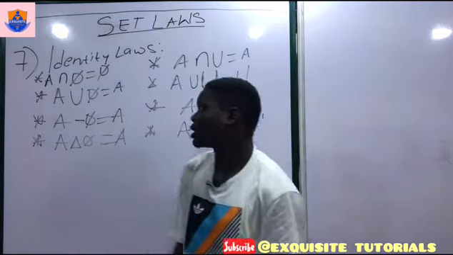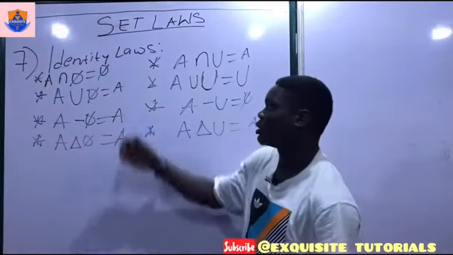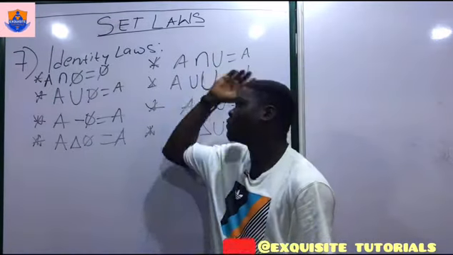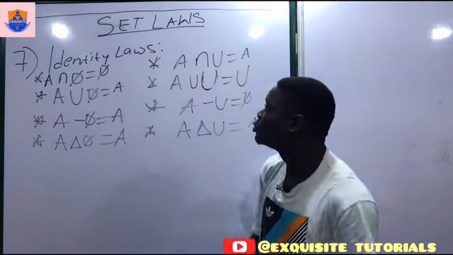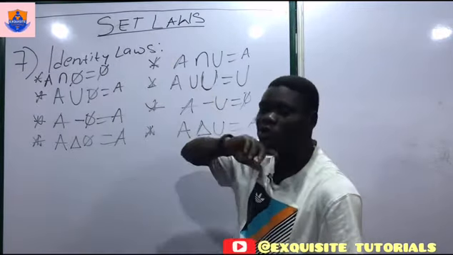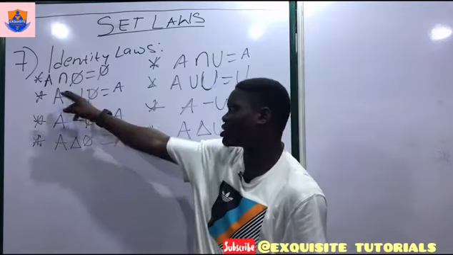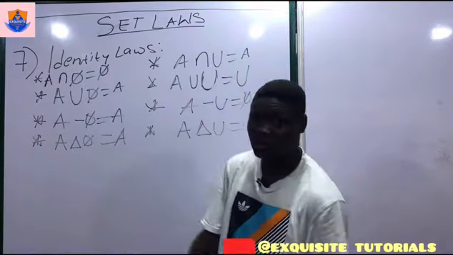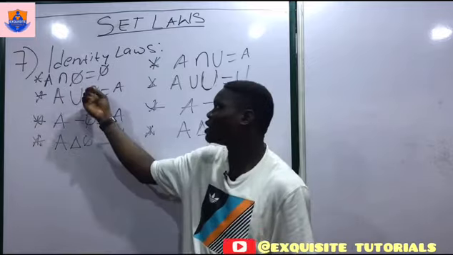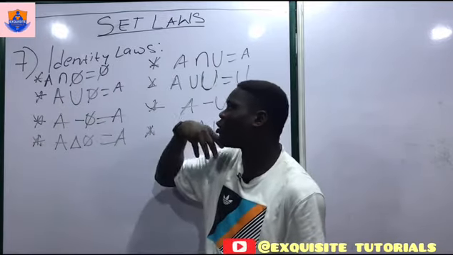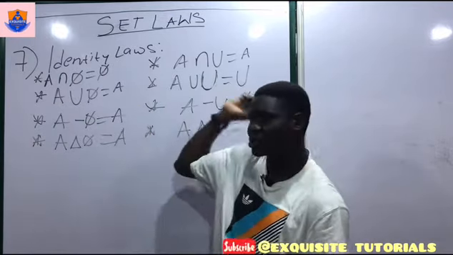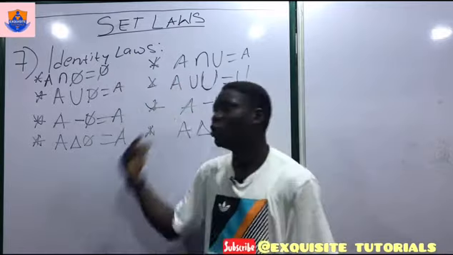Okay, welcome back. So let's go over to the last law of sets. This is the identity law. In the identity law, we are comparing a single set, that is a set A. I didn't mean a singleton set. A set with either its empty set or we are comparing it with the universal set. That's what the identity law is all about.